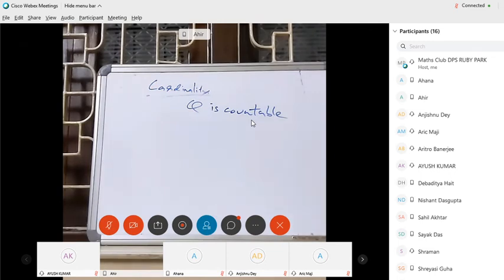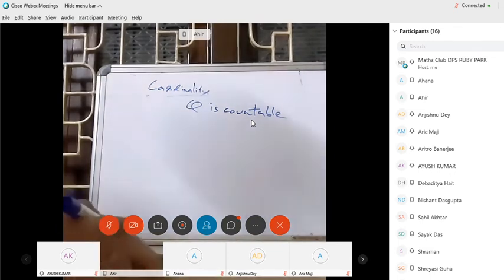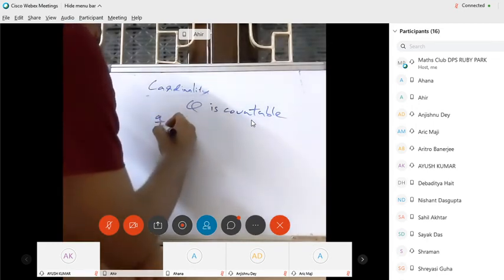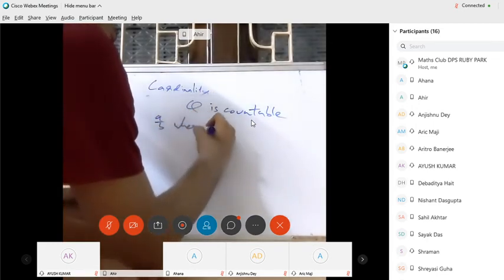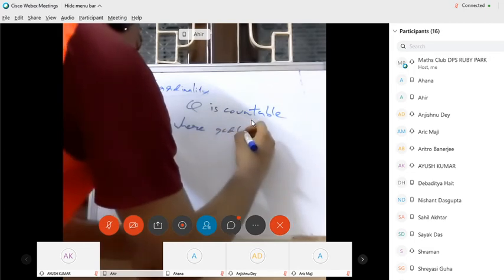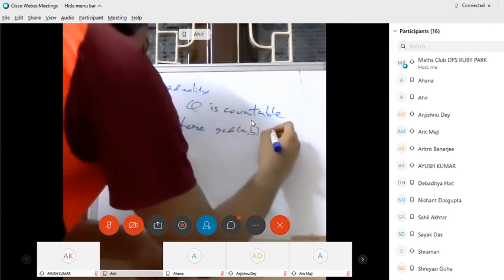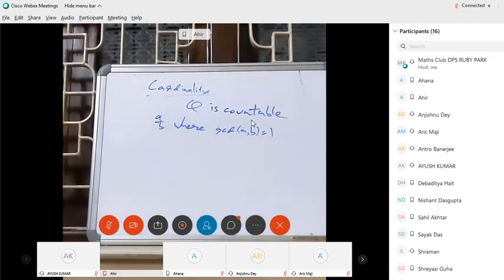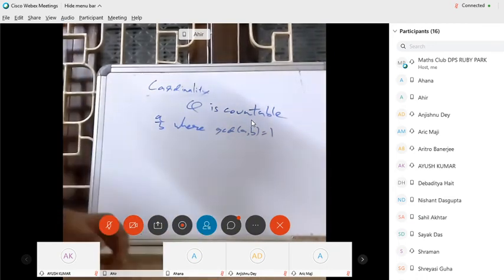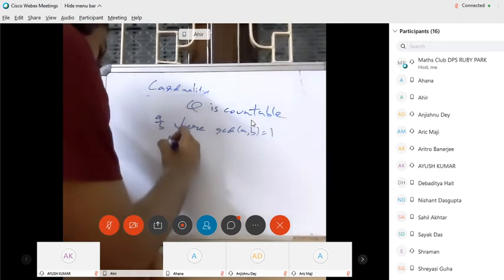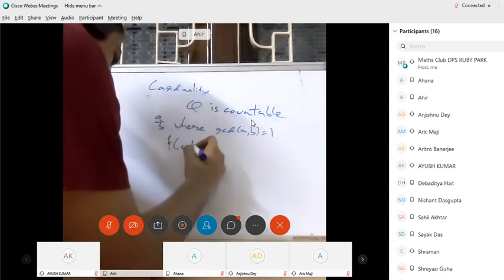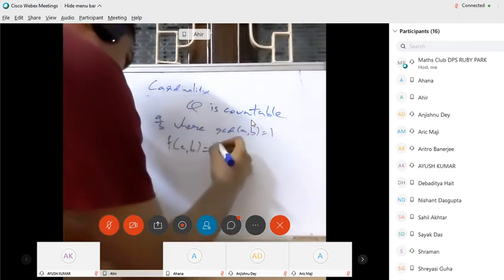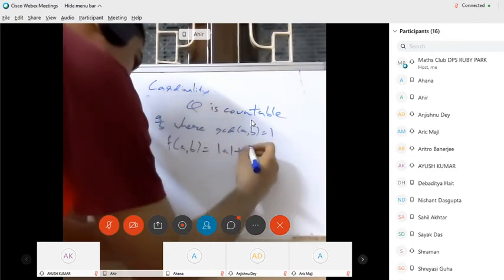We'll express each rational number as a by b, where it is in its simplest form, where GCD of a comma b is 1. So basically the fraction is in its simplest form. Now define the function f of a comma b as mod a plus mod b.